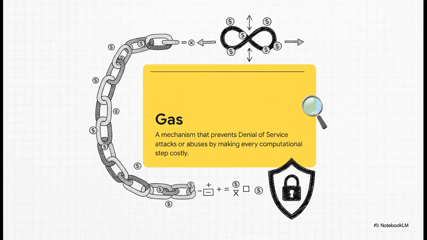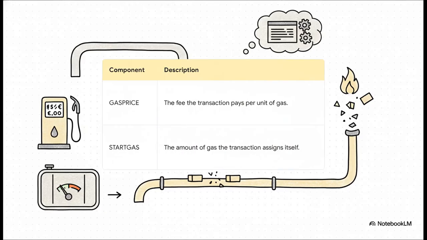This is what prevents spam and denial of service attacks, because trying to run a really complex, messy program, or worse, an infinite loop, would become ridiculously expensive, really, really fast. So when you send a transaction, you actually set 2 values.